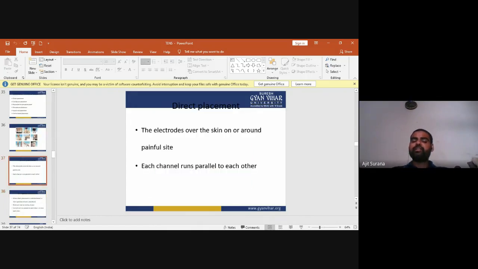Now, first we are discussing the direct placement. In direct placement, we place the electrodes over the skin on or around the painful site. Each channel runs parallel to the other. So in direct placement, the electrodes are placed over the skin on or around the painful site, and each channel runs parallel to the other.